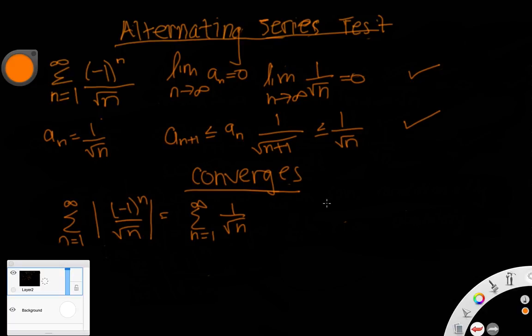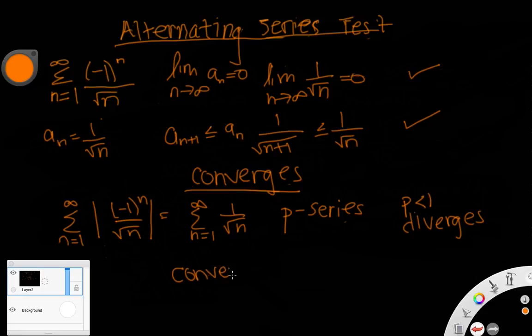And this one's pretty easy because we can recognize this as a p-series, and p is less than 1. And remember, whenever p is less than or equal to 1, the series diverges. So this series diverges, which means that the alternating series converges conditionally. And there we have an alternating series test.